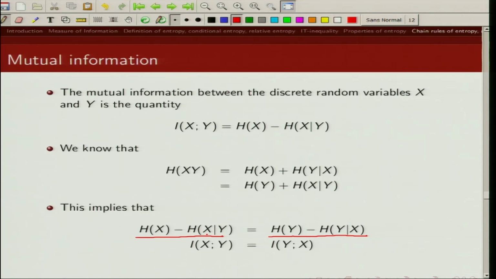And what is this? This is nothing but mutual information between x and y, and this term is mutual information between y and x. So you can see whatever information y is giving about x, the same information is conveyed by x about y. So this is our mutual information.